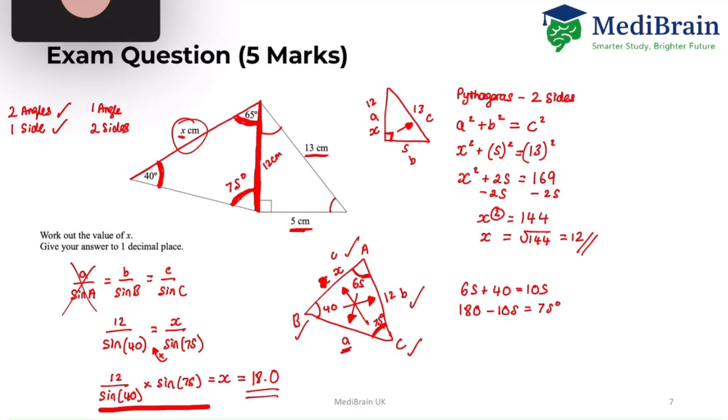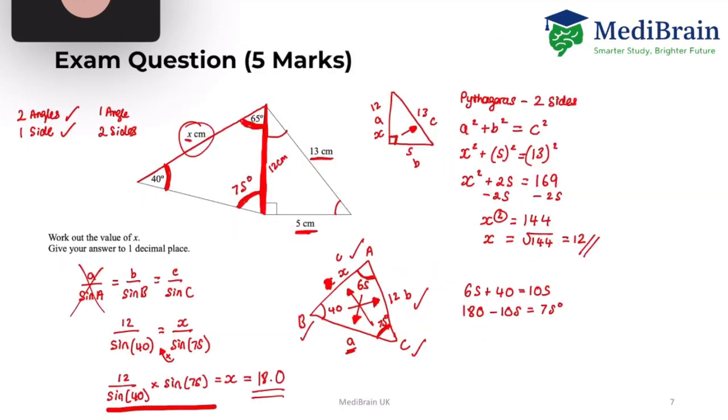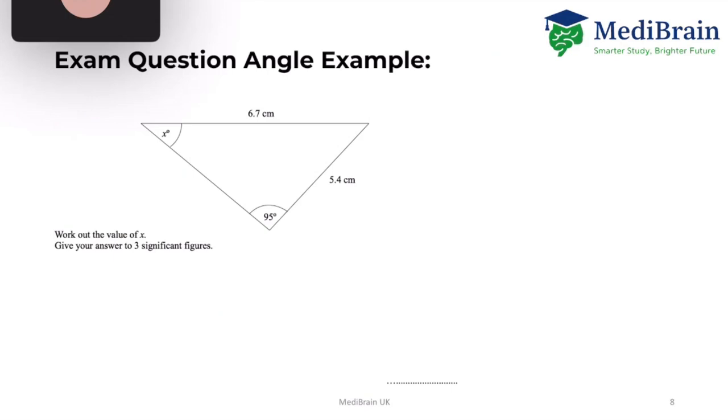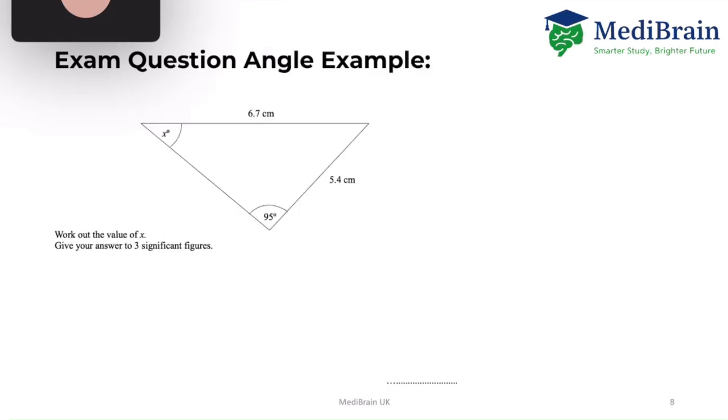Okay, so we're going to move on now. That was the hard question that I had for working out the side. We're going to move on to an angle example now. Remember there were two formulas that we went through: A over sine A equals B over sine B equals C over sine C. When you're working out the angles, you literally just flip the formula. So it goes sine A over A equals sine B over B equals sine C over C. Same concept. I'm going to go through this one and then I'll give you one to have a go at yourself. And if you have time, there's another hard question over here that I have.